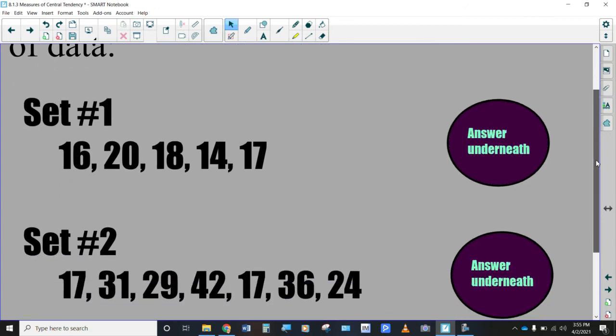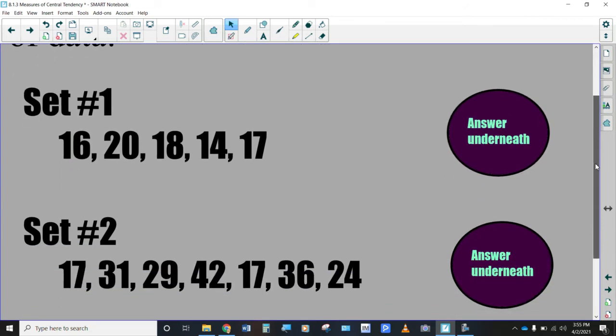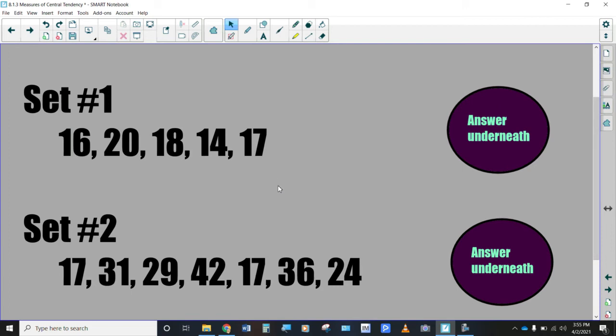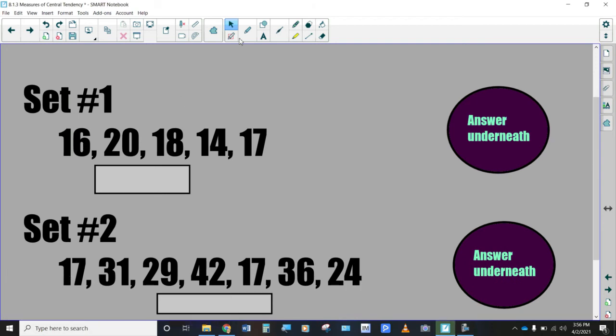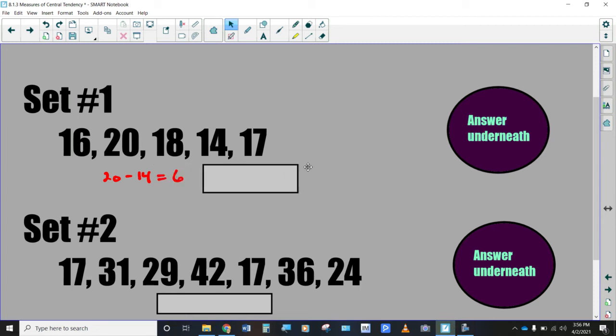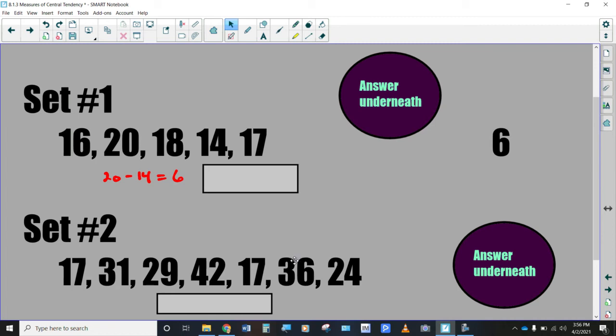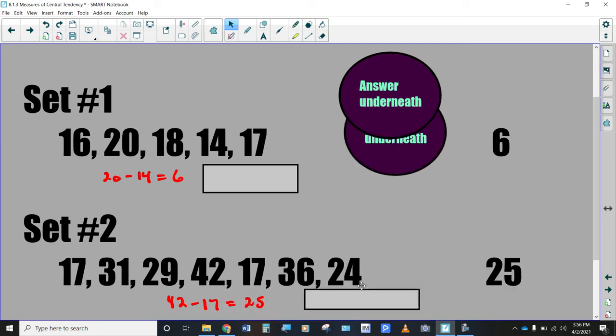So let's go ahead and take set number 1 and set number 2 and identify the greatest and the smallest numbers and figure out what their range is. All right, did you take 20 minus 14? What does that give you an answer of? It gives you an answer of 6, right? So the range of set 1 was 6, and the highest number in set 2 was 42, and then you take away the lowest number, which is 17. What is 42 minus 17? It is 25. So the range of set 1 is 6, and the range of set 2 is 25.